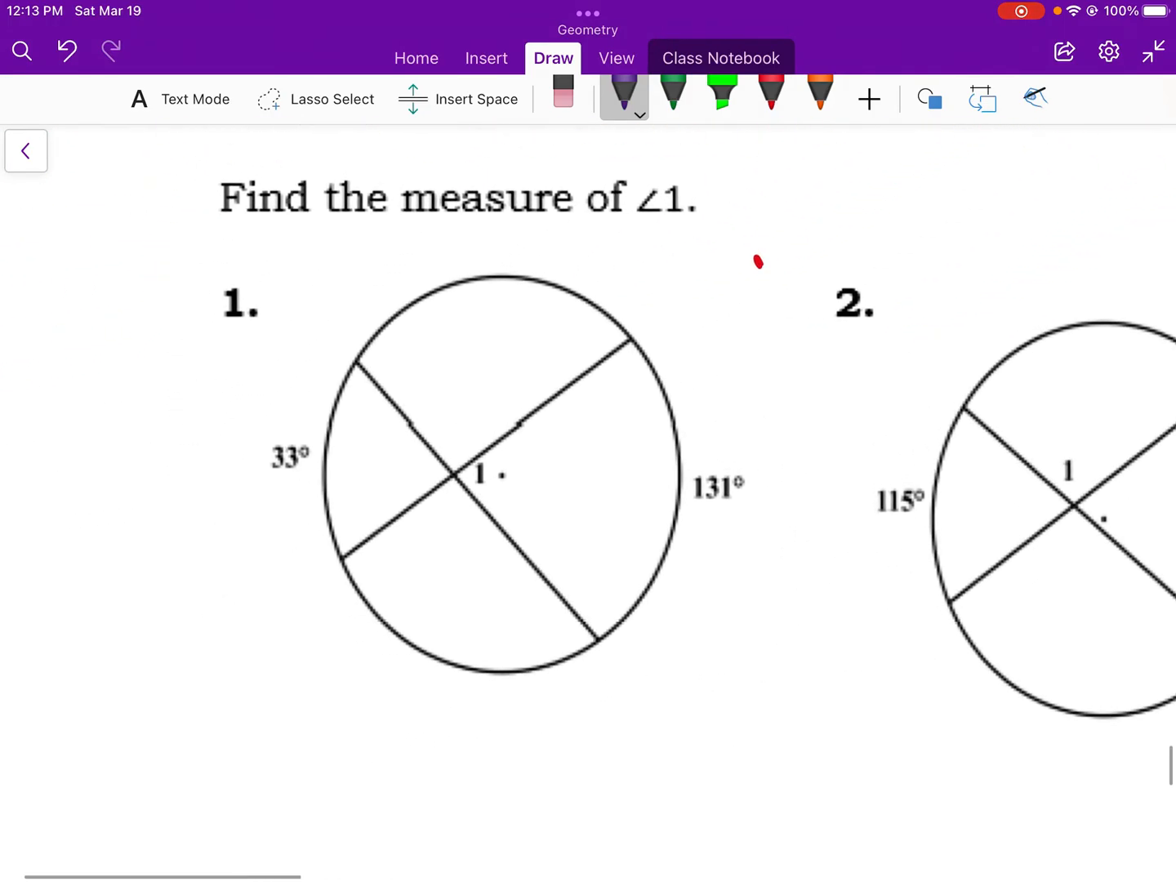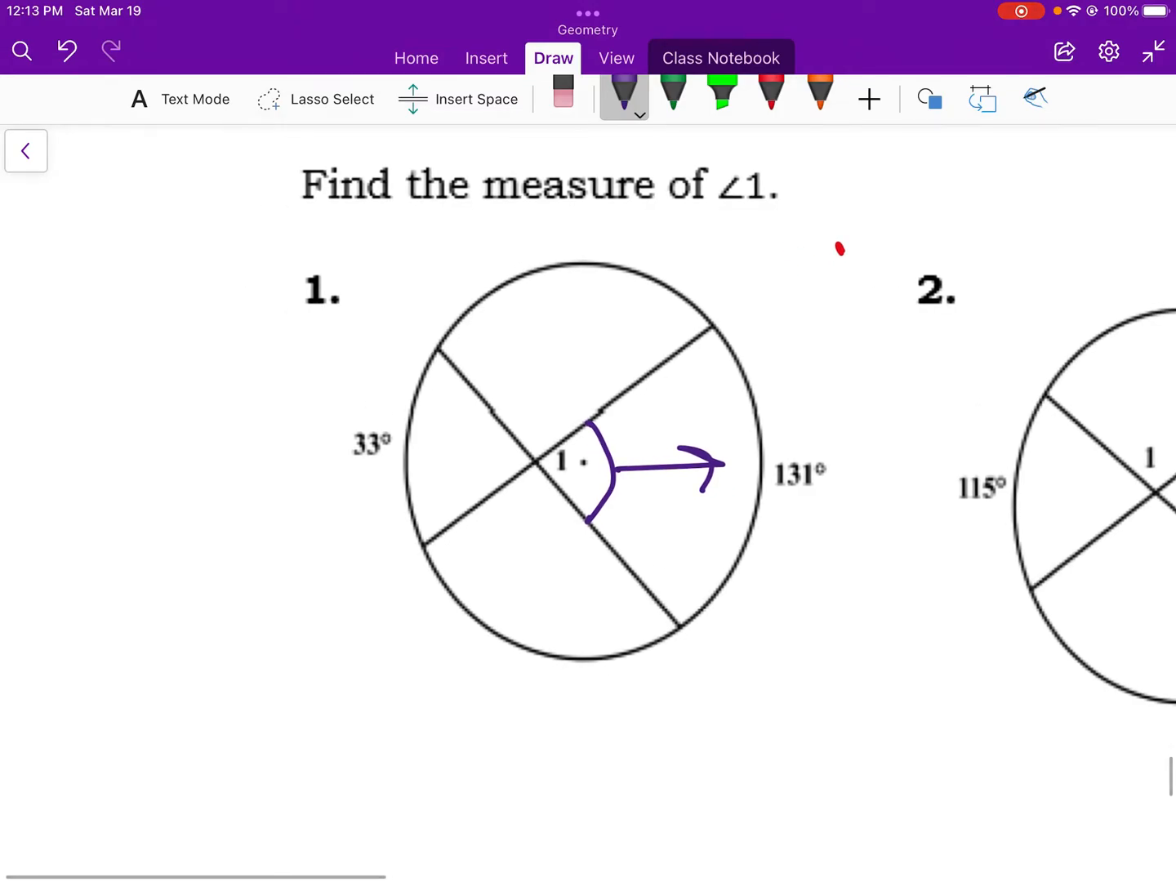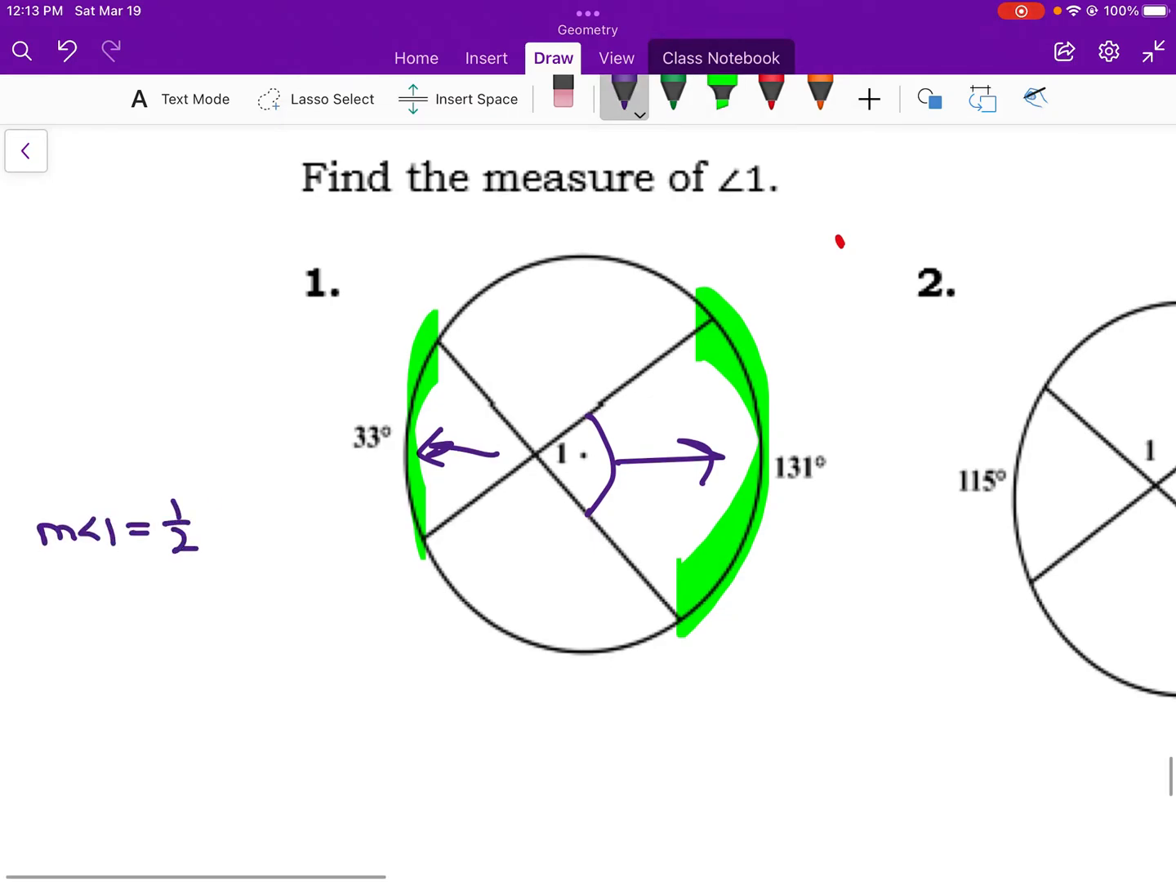Okay, so if I'm looking for the measure of angle 1 here, not that you have to draw these arrows, but I think it's helpful to illustrate which measures you're going to use. You want the arc across from angle 1 and the arc across from its vertical angle. So the measure of angle 1 is 1/2 of its arc, 131, plus its vertical angle's arc, which is 33. If I add those together and chop them in half, the measure of angle 1 is 82 degrees.